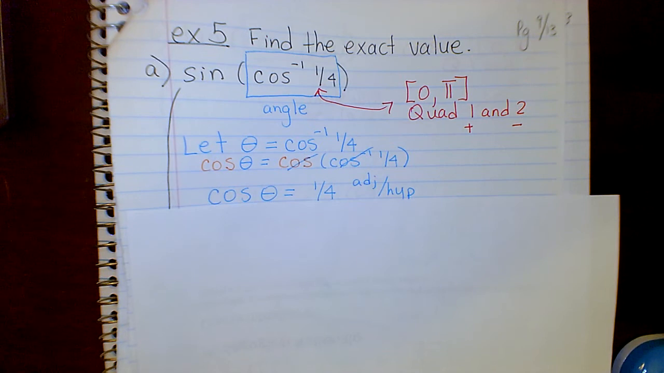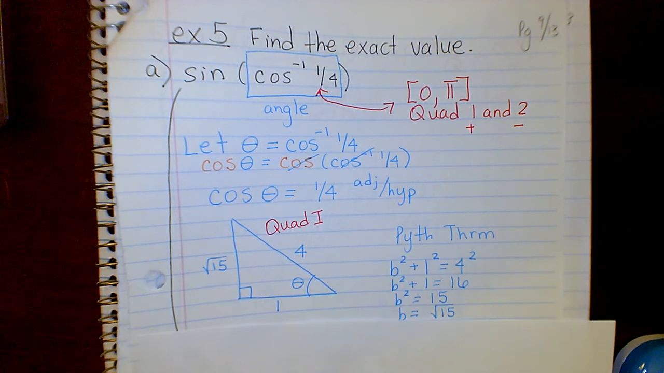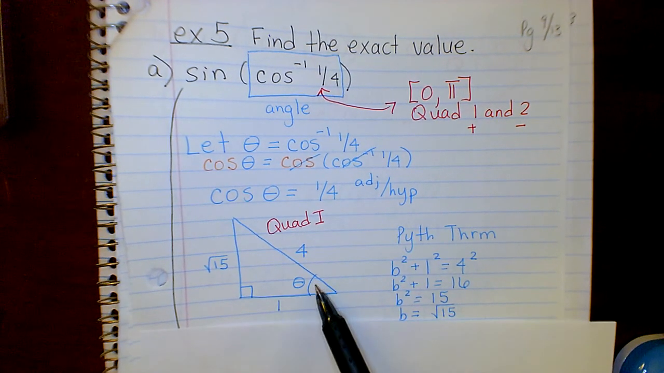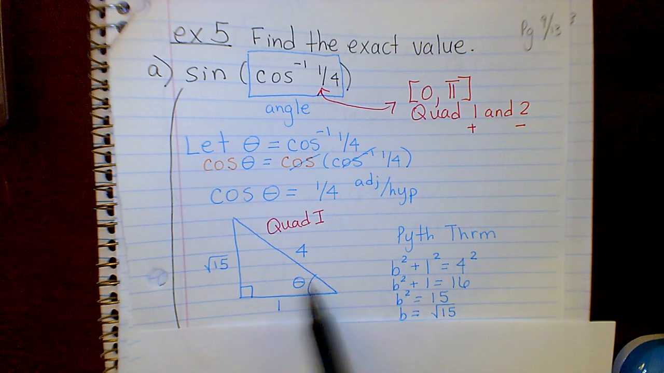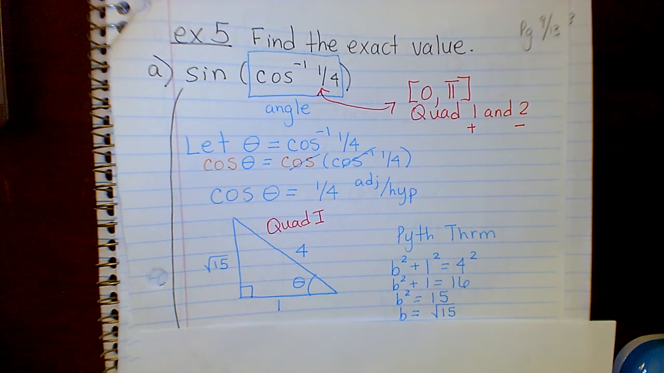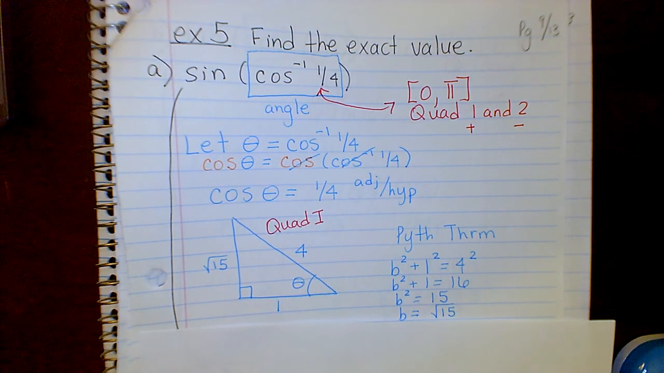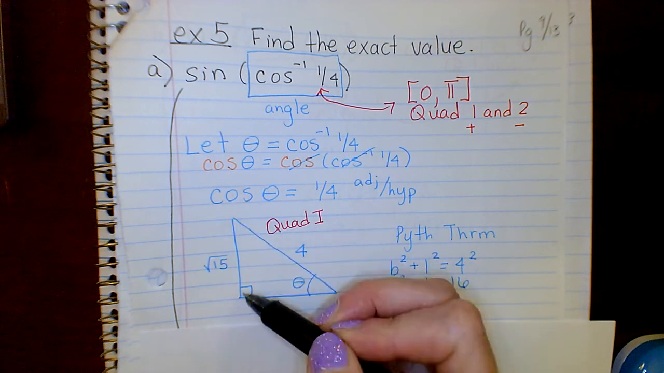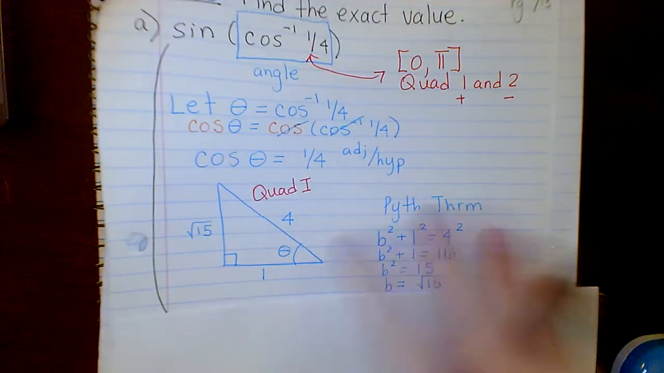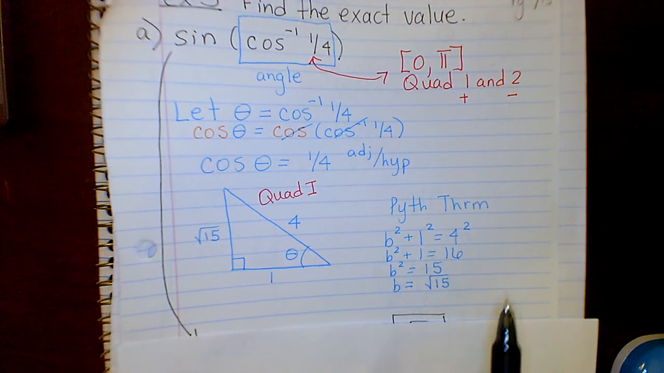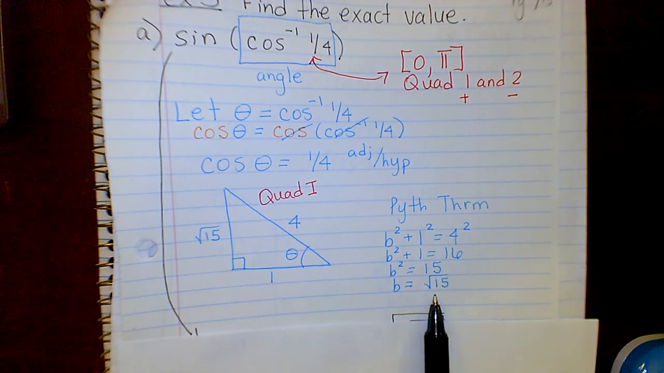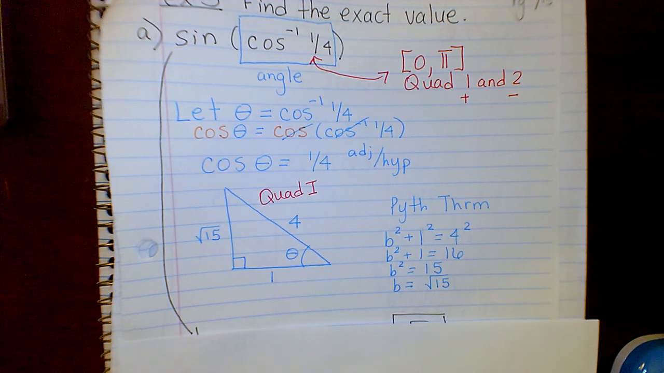And remember, cosine is adjacent over hypotenuse. Because we're in quadrant 1, I'm not going to bother drawing the triangle in a quadrant. I'm just going to draw a right triangle. There's angle theta. The cosine is 1/4, so that's adjacent over hypotenuse. All right. That leaves me to find this distance right here. From the Pythagorean Theorem, I got a squared plus b squared is r squared. So I end up with b being plus or minus root 15. It's in quadrant 1, so I know it's going to be a positive root 15.